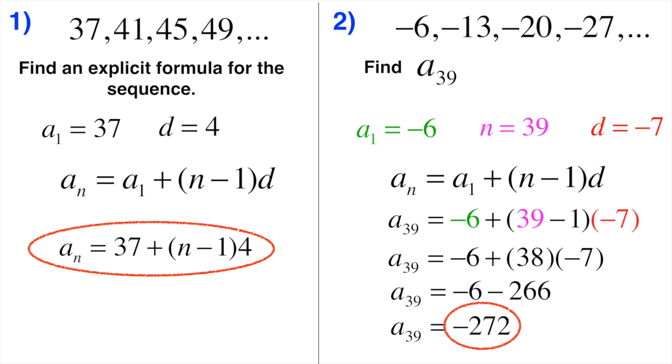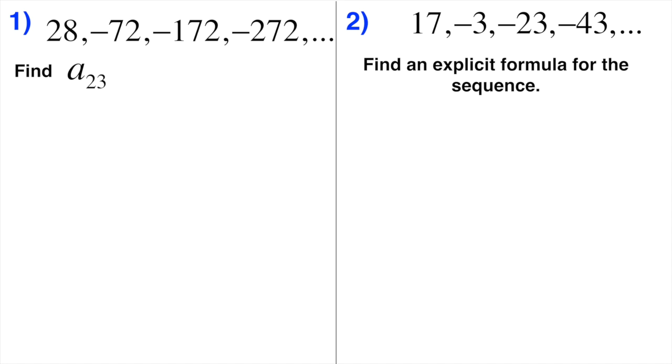Check your answers here. Okay, again, the first term in the sequence is 37. The difference here is we're going up by 4 units every single time, so that's going to be our 4 here. And this one, we found that the difference was -7. It goes down by 7 every single time. And we're asked to find the 39th term of that sequence. That'd be pretty tedious if you had to continually count it all out. It took up a lot of paper, so this is definitely a time saver.